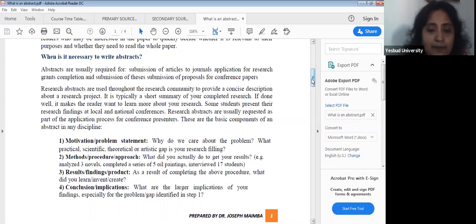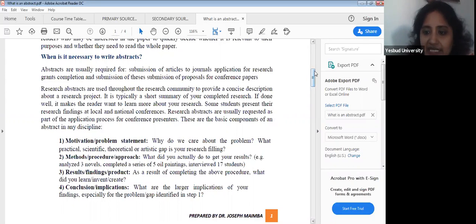So what is the main role of an abstract? The main role of an abstract is that it will attract the reader to read your research paper if you have written it well. If it is not written well, the reader will obviously throw it away. He is not going to read it. That's why it is a very concise description of your research project, a short summary of your completed research. That is a major part of an abstract.